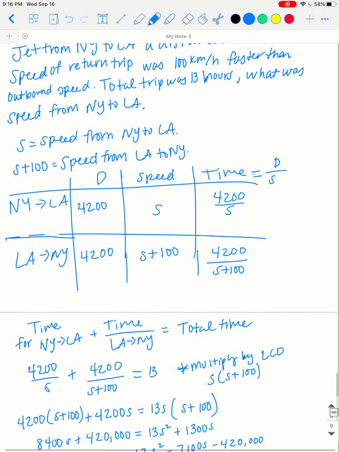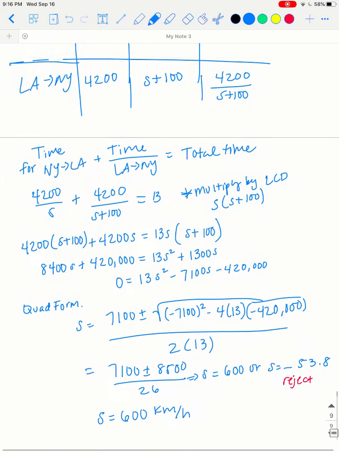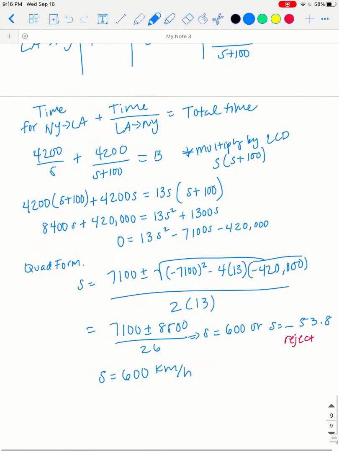And we know the total trip was 13 hours. So go ahead and multiply by the least common denominator, which is S times S plus 100, in order to get rid of the denominators in the fractions. So we have 4,200 S times S plus 100 plus 4,200 S equals 13S times S plus 100. Basically we're going to simplify, and then we get our quadratic equation.